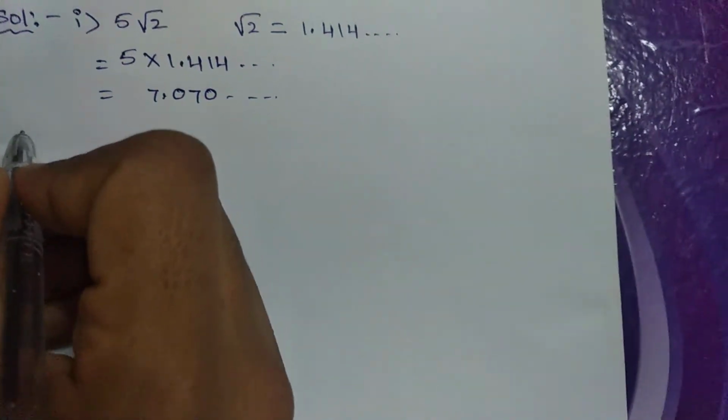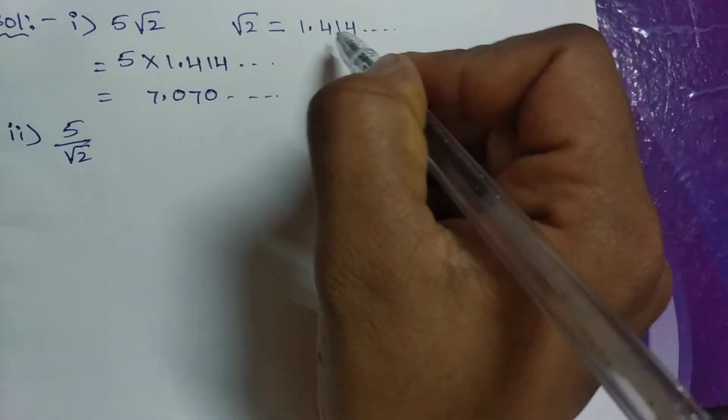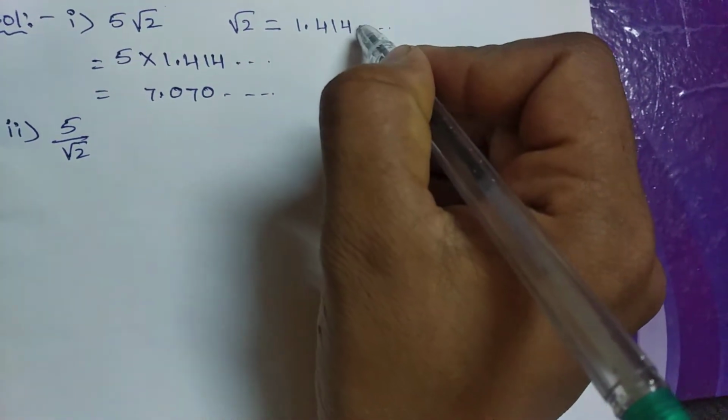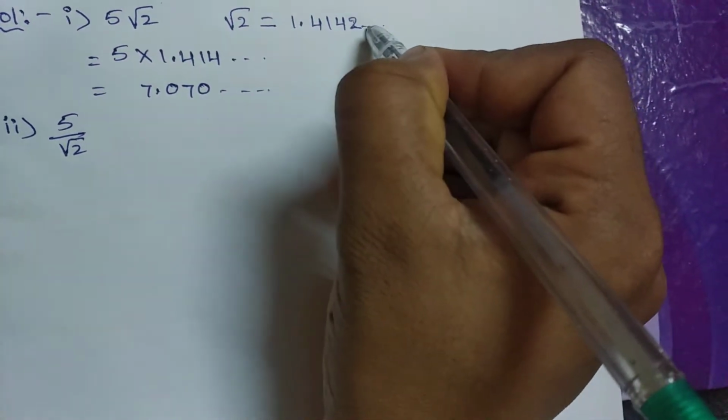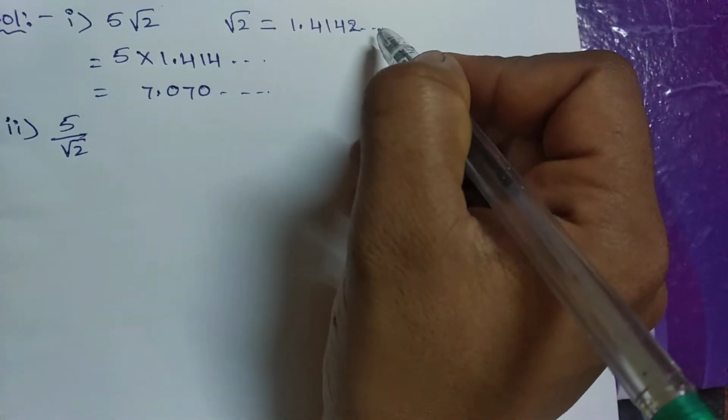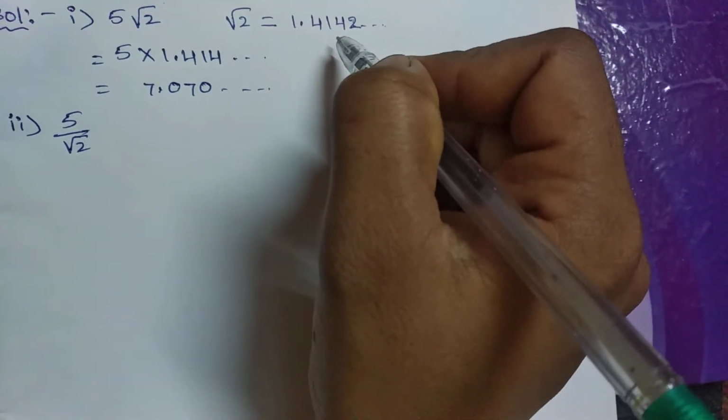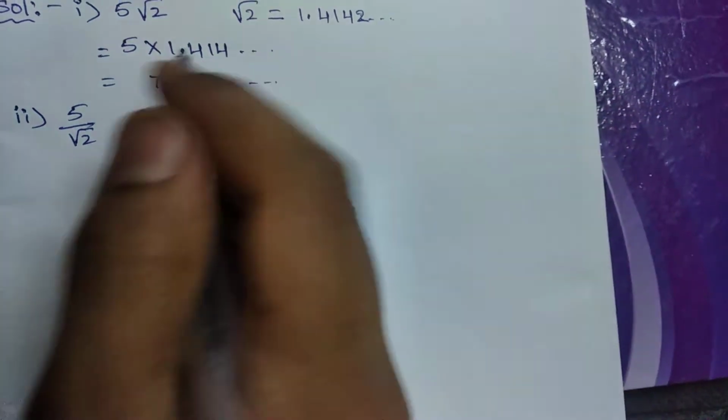Okay, now let us take the second problem. See here, 1.414, again 2 like this it will come. It is not repeating. So it is a non-terminating, non-recurring decimal.